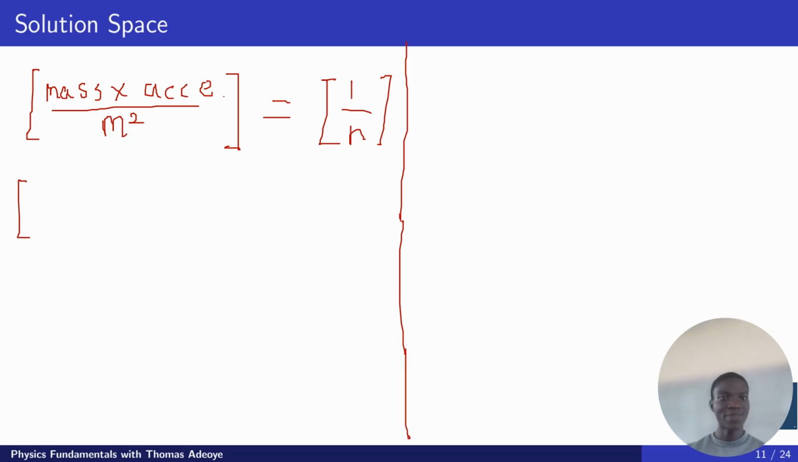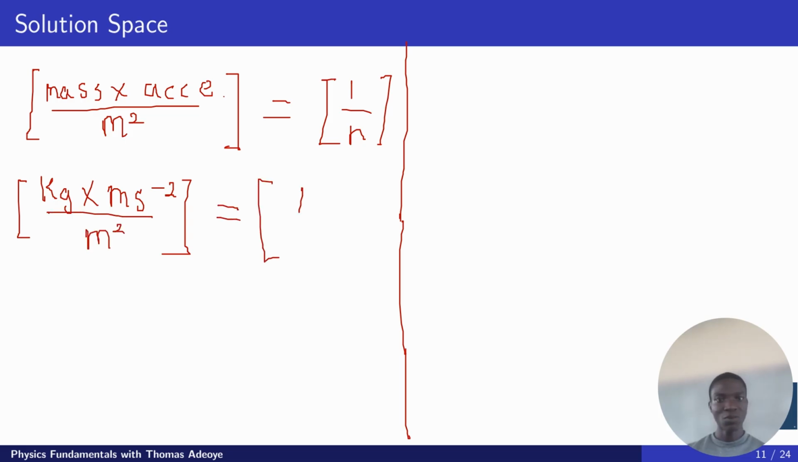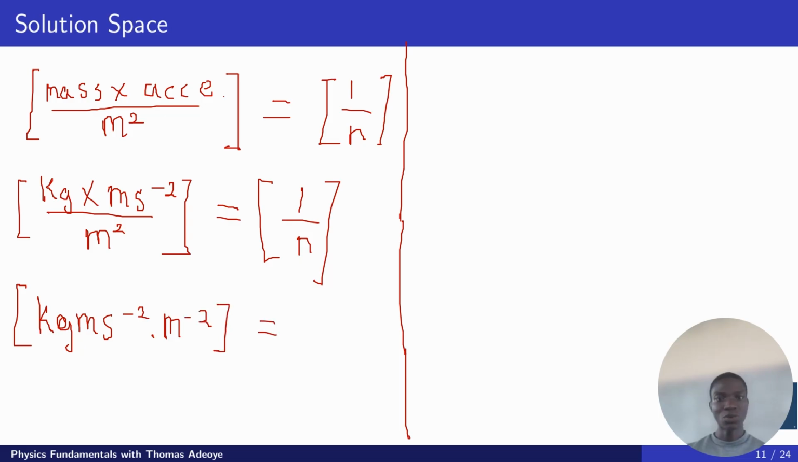What's the unit of mass? Mass is measured in kilograms. Acceleration is measured in meters per second squared, and everything over meter squared. And this equals, so we have 1 over N again. And so here now, the m squared can go up according to the negative indices law. So that we now have kg, then meter per second squared, then multiplied by m raised to the power minus 2, and this will equal 1 over N.